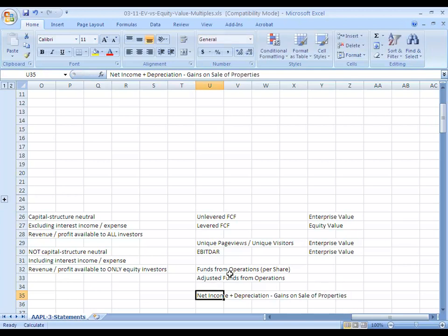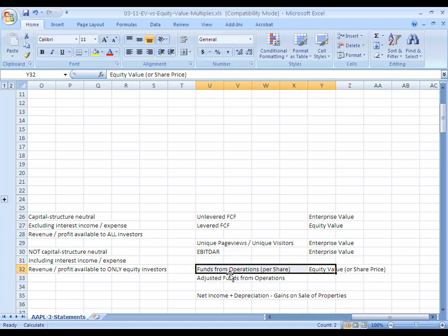So do you use enterprise value or equity value to value real estate companies using these types of multiples and metrics? Going back to the point in the beginning, in this case, you would again use equity value, or share price here, because we're starting from net income. We are taking into account the company's interest income and interest expense. And so even though we're adding back depreciation and gains on sales of property here, it doesn't matter because we're including interest expense and interest income, which means that it depends on the capital structure of the company, which means that we need to be using equity value right here.